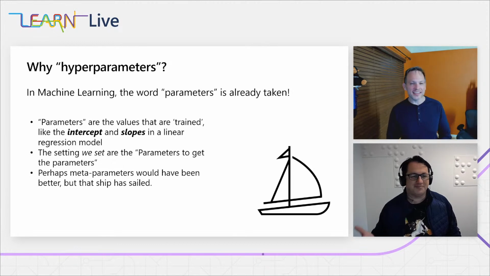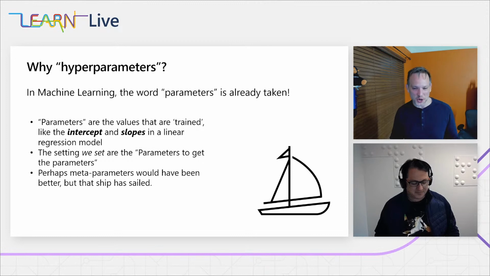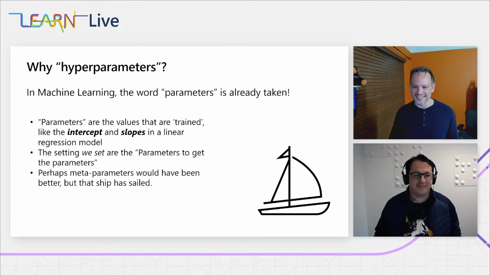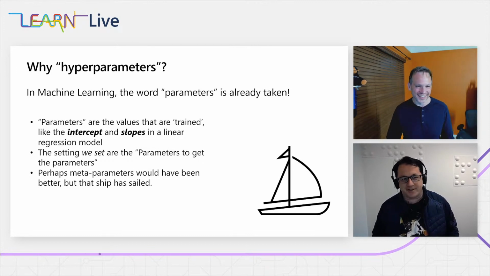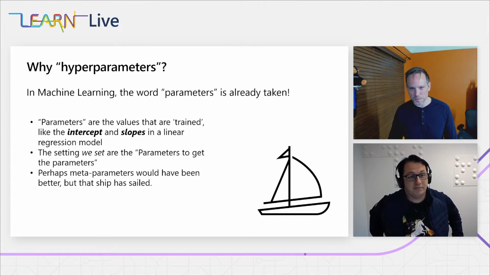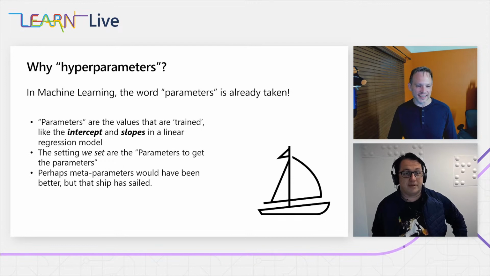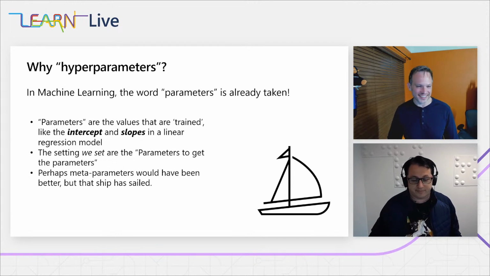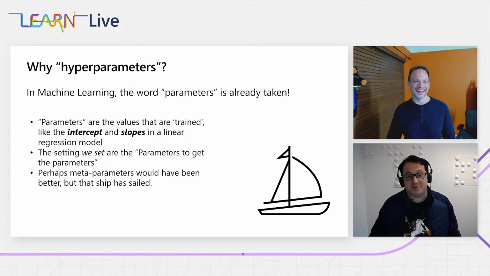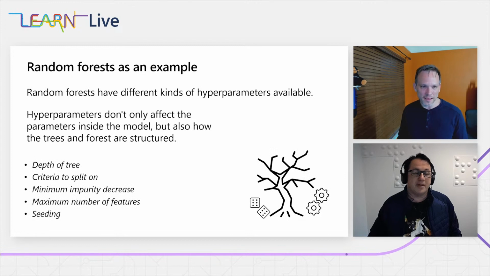But regardless of whether it really makes sense, it's the term that the industry has settled on. I personally think of the hyperparameters as really just configuration settings for your model. Yeah, exactly. That's much more succinct than the way I said it. Well, you had to explain why parameters couldn't be used as well to define it.